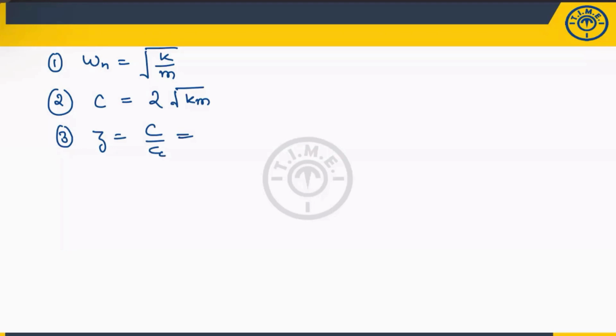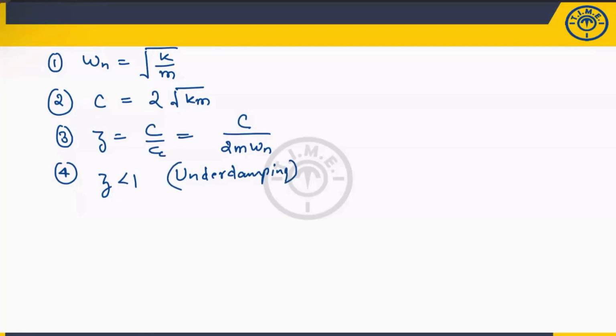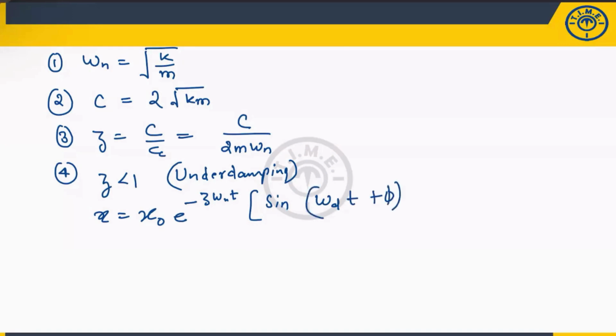So this can also be written as c by 2m omega n. Fourth one I have discussed, when zeta is less than 1, that is the underdamping case. What amplitude did you get? The amplitude value is x0 e to the power of minus zeta omega n t sine of omega d t plus phi.